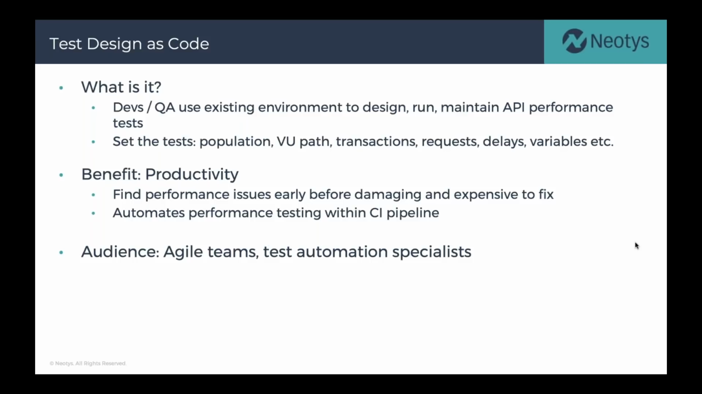The idea here is that within your CI toolchain, you can use your existing tools to invoke those performance tests, define them, and create the test population, view, path, transactions, the parameters, and the settings right from the code. And the benefit of this is that it's more productivity because it's working performance testing into the way that you develop your code today and automating that within the CI pipeline.